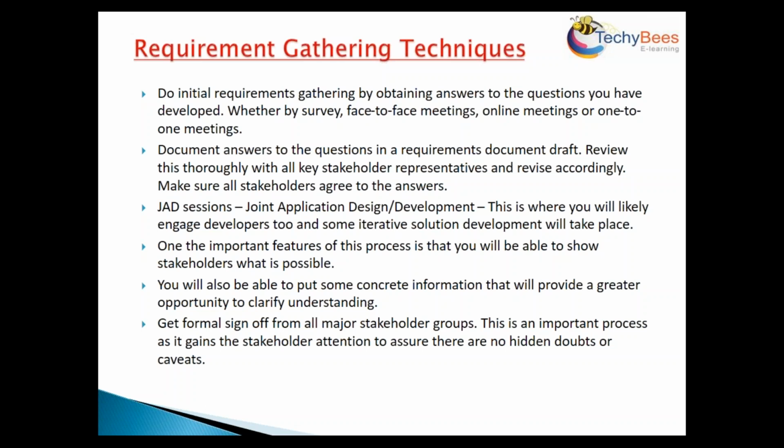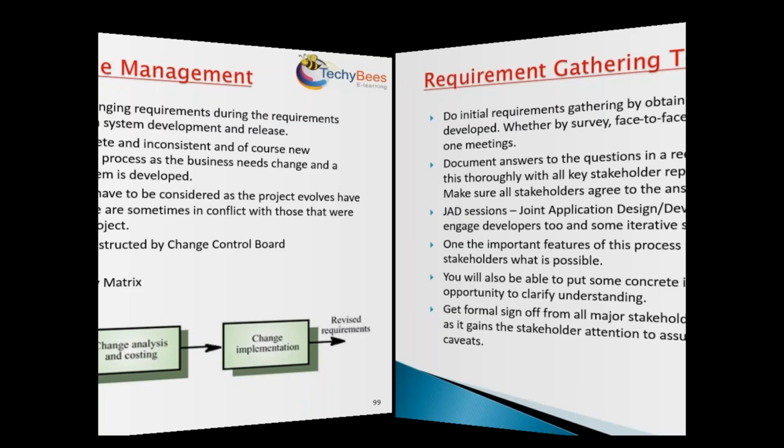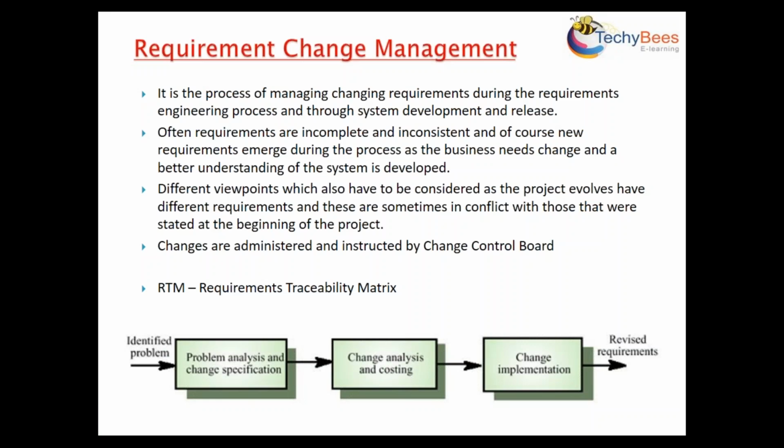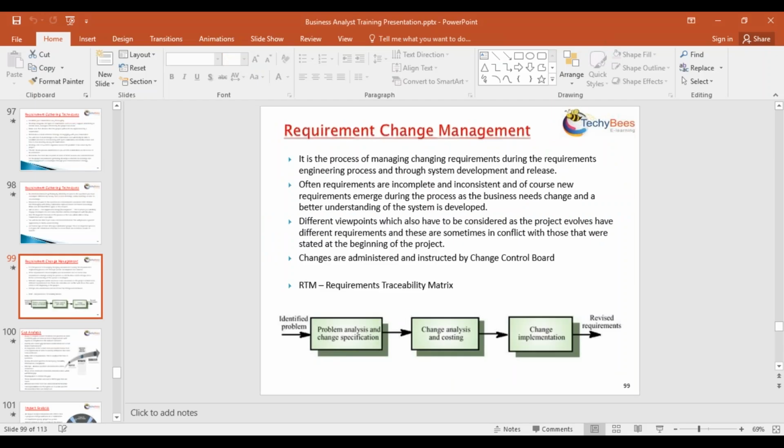You have to get formal approvals and sign-offs from various stakeholders on different documents. So we have different types of documents which we will learn in different topics as we progress through the course. So that was a summary of the various requirement elicitation techniques, how you gather the requirements, and how you put forth the requirements for analysis.